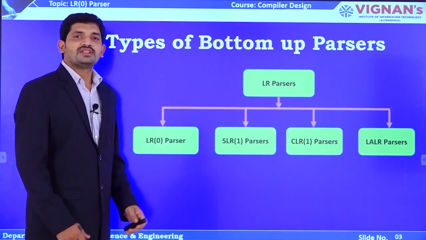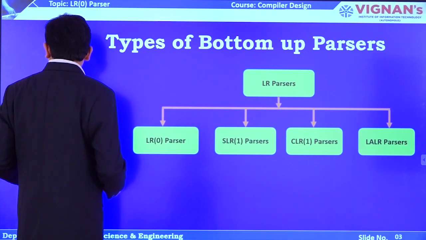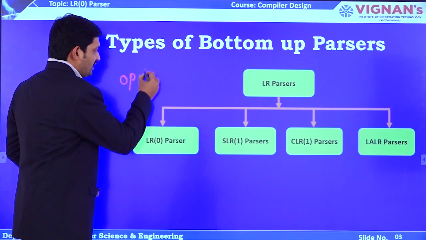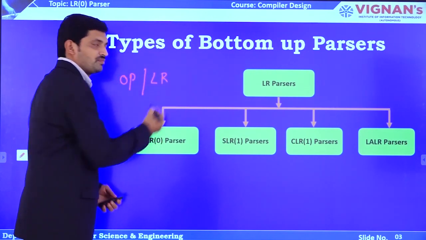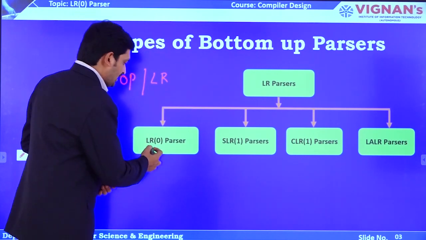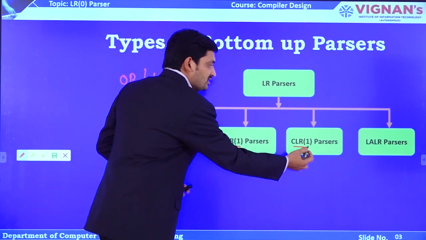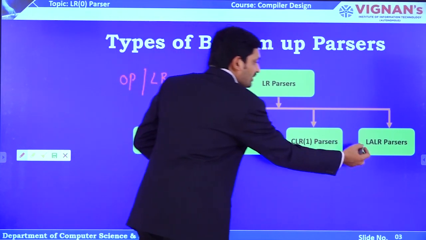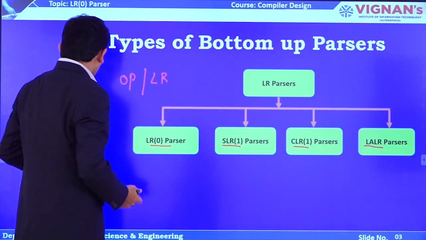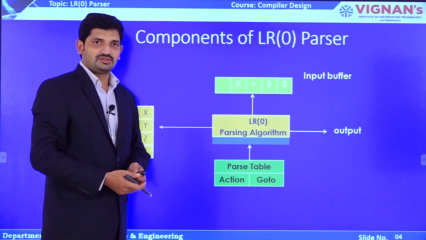Here, bottom-up parsers are basically of two types. The first one is the operator precedence parser, and the second is the LR parsers. Among LR parsers, there are four more types known as LR0 parser, SLR1 or the simple LR, CLR, the canonical LR, and LALR, the look ahead LR. In this session, we are going to discuss the LR0 parser.